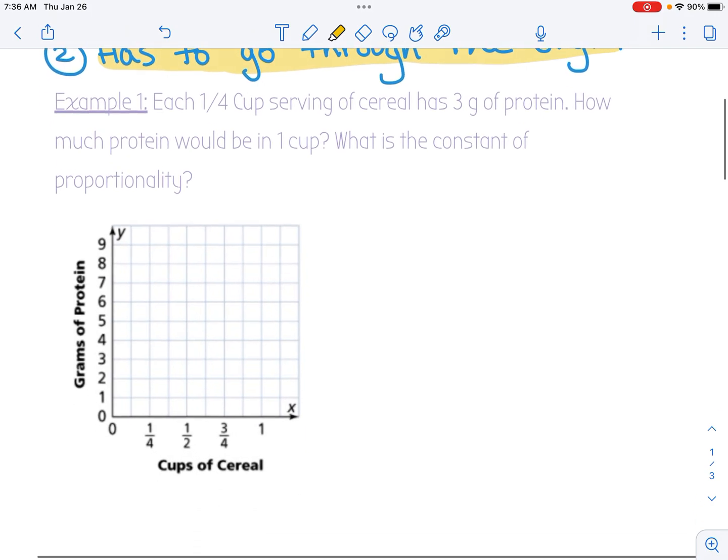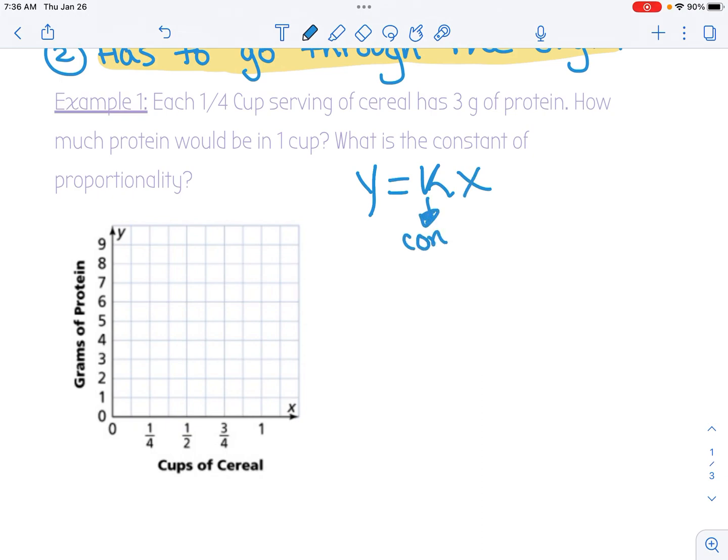So example one says each 1/4 cup of serving of cereal has 3 grams of protein. How much protein would be in 1 cup? What is the constant of proportionality? So if you guys remember, our equation for constant proportionality is y equals k times x, where k is our constant. So to be able to solve for k, we do y divided by x.